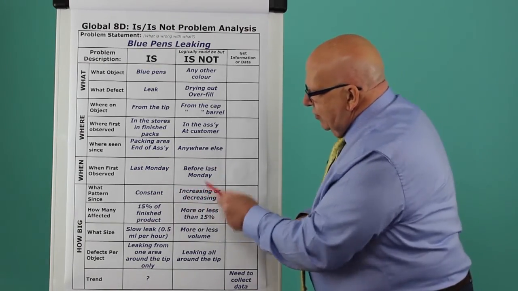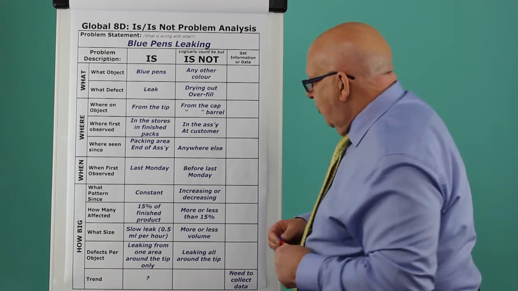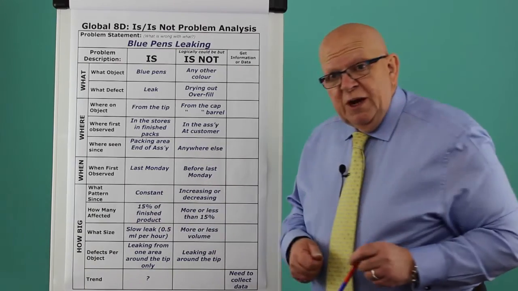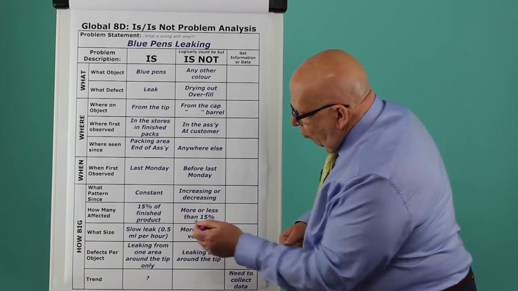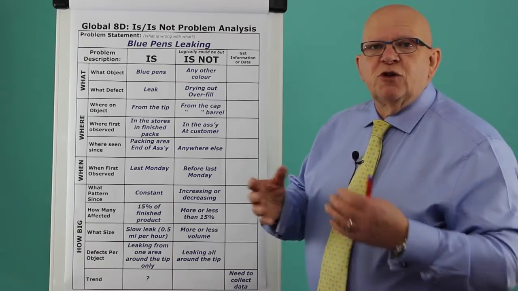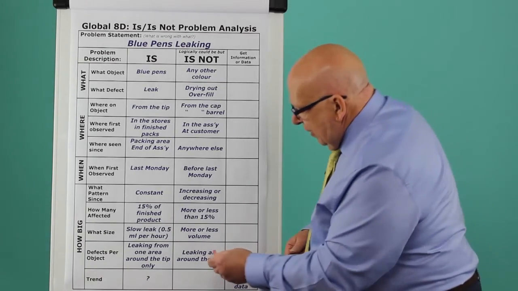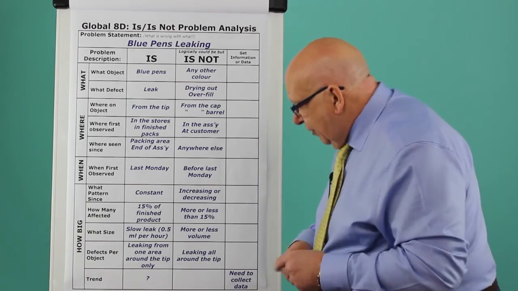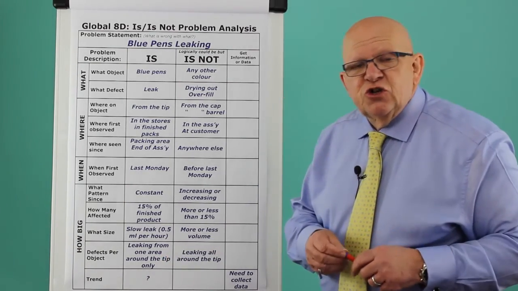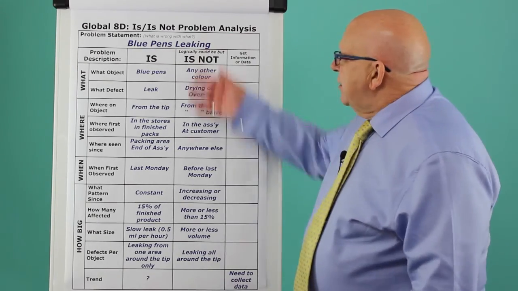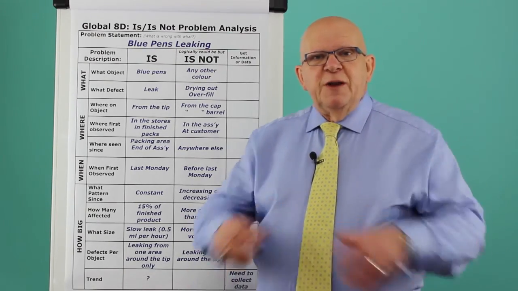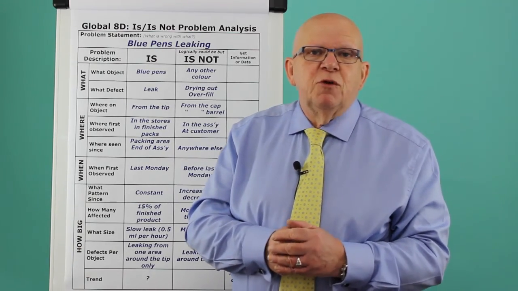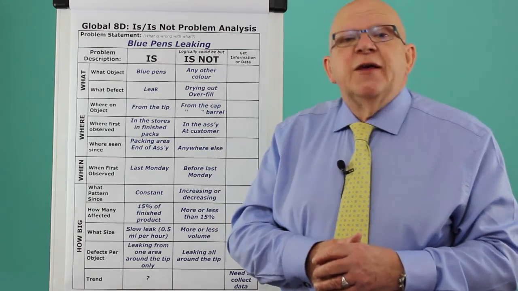It's constant. It's not increasing or decreasing as far as we can see at the moment. It's not more or less than the 15%, could be, but it's not. More or less volume, so the leak's not bigger or smaller, it's fairly consistent. And it's not leaking all around the tip, where it actually could be, but now we know it's in one particular position. So, we've completed our is not. We've got our problem description now. We know how big the problem is, we know what the problem is. What we need to do now is update the Global 8D report in D2 and then circulate the report.